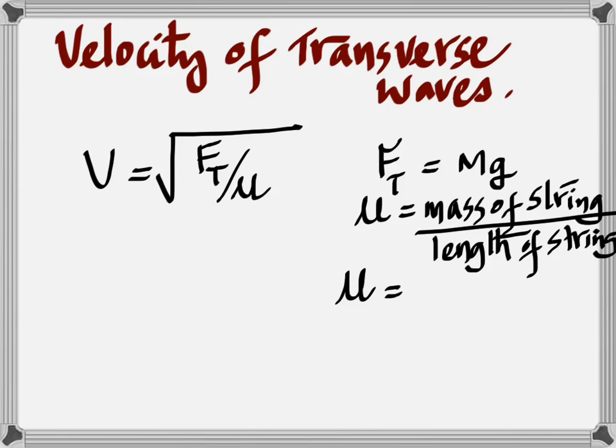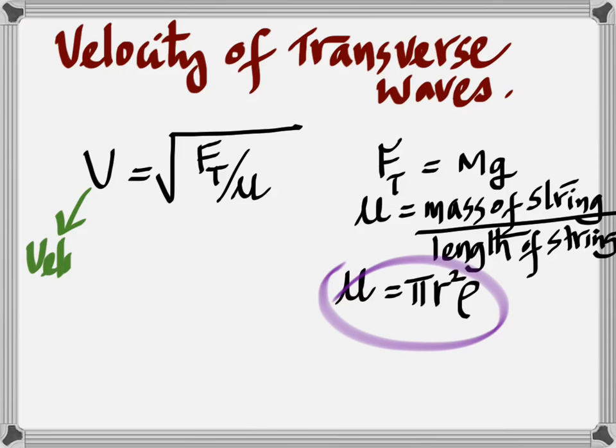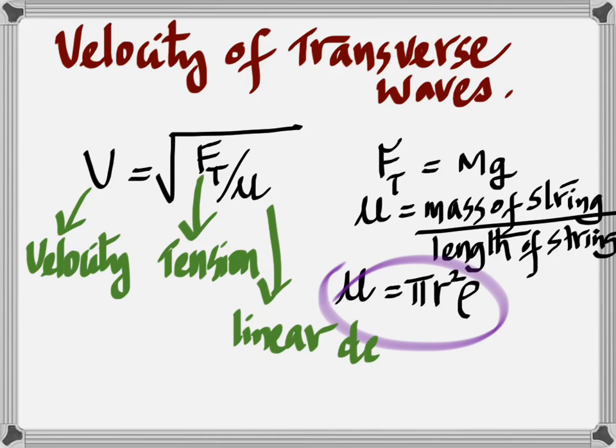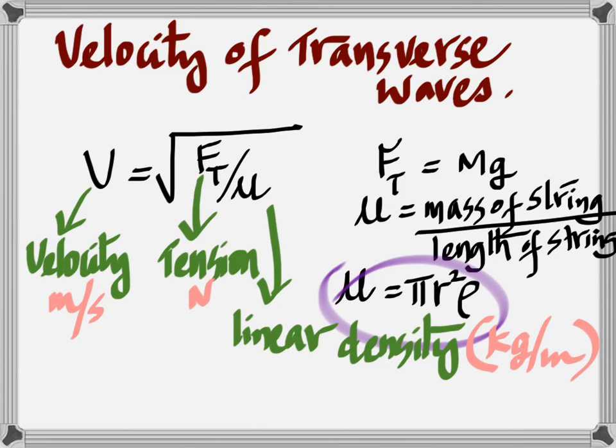Who needs the 1? So you have another formula. When you work out problems, if you're given the radius, that's how you find the mu we are talking about. Mu is pi r squared rho. It's called the linear density. So if you see a word like linear density, then you know it's mu.